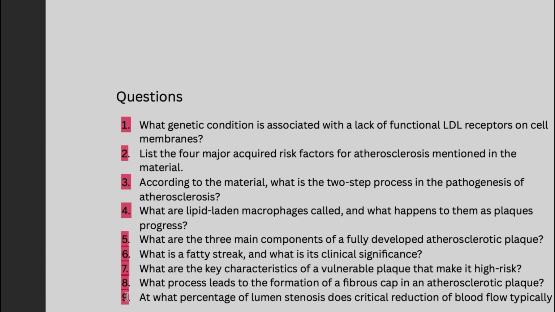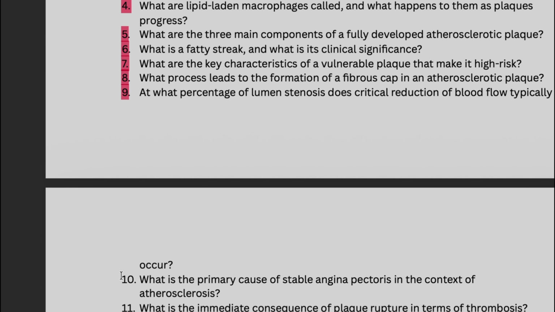So question 9, at what percentage of lumen stenosis does critical reduction of blood flow typically occur? And the answer is critical reduction in blood flow usually occurs when there is a greater than 70 to 75% narrowing of the arterial lumen. Question 10. So question 10, what is the primary cause of stable angina pectoris in the context of atherosclerosis?